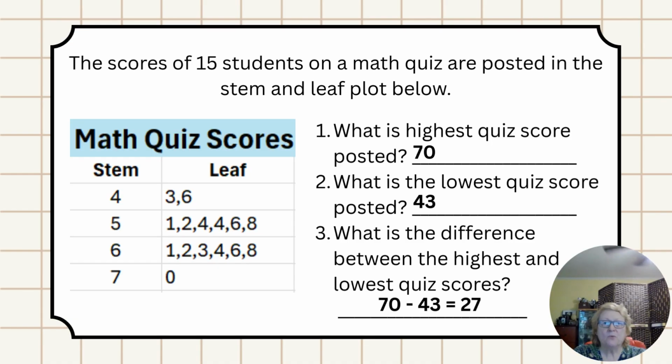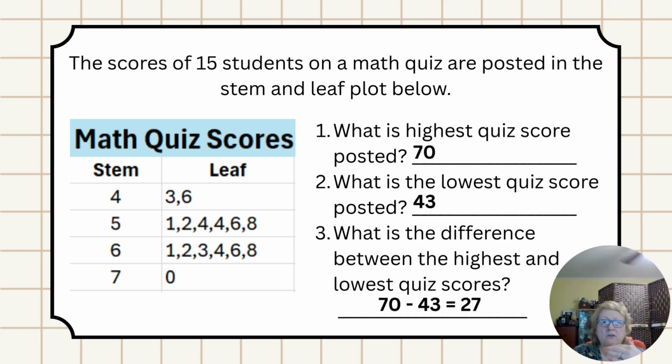All right, so let's work on answering a stem and leaf plot question. It says the scores of 15 students on a math quiz are posted in the stem and leaf plot below. And you can see the stem and leaf plot that is identified here on the left. You have your title, which is math quiz scores. And then underneath that, you have a column for the stems and a column for the leaf.